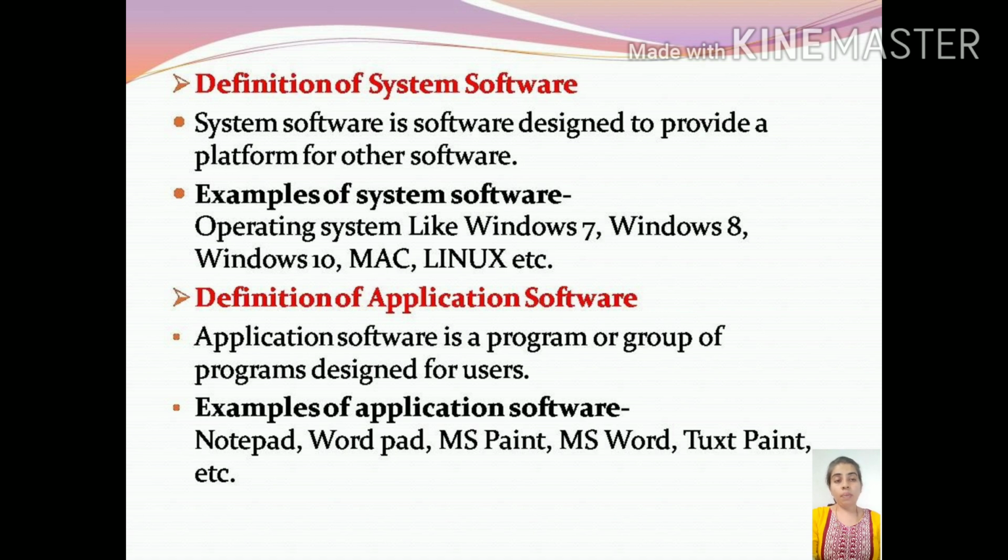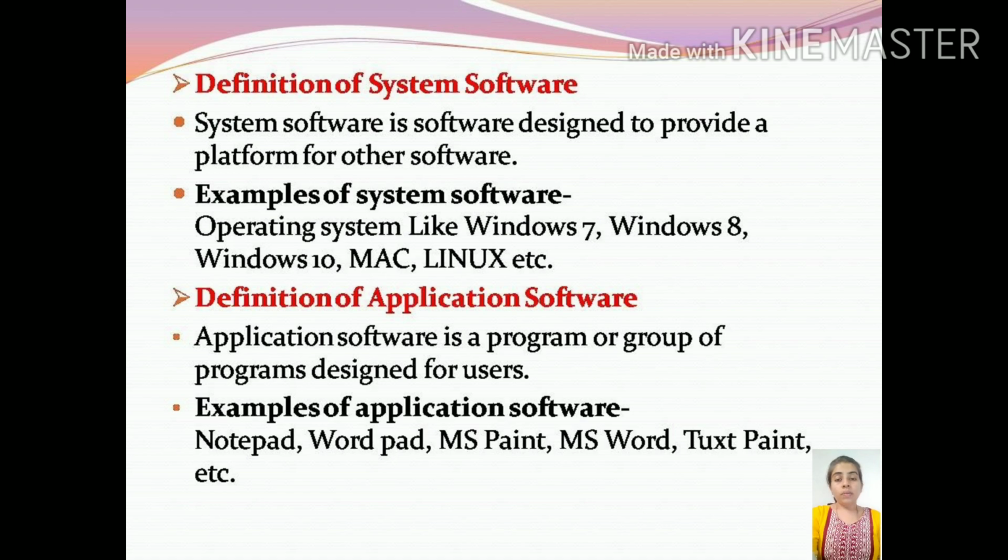Now the next one is application software. Application software is a program or group of programs designed for a user. Means that using application software, you can perform a particular task, like you can make a document, you can do a calculation, you can draw pictures. Now some examples of application software: Notepad, WordPad, MS Paint, MS Word, Tux Paint, etc. So here Notepad, WordPad and MS Word are used for documentation. MS Paint and Tux Paint are used to draw a picture.